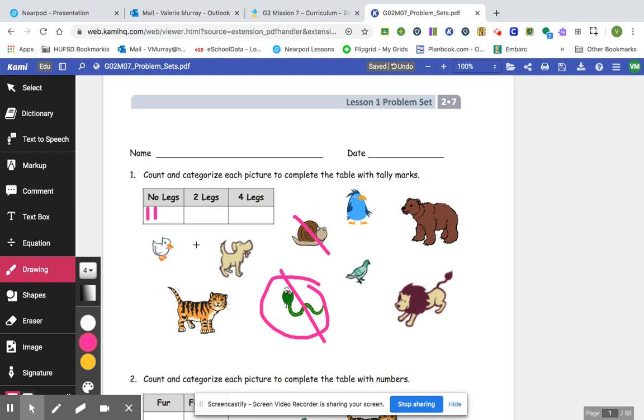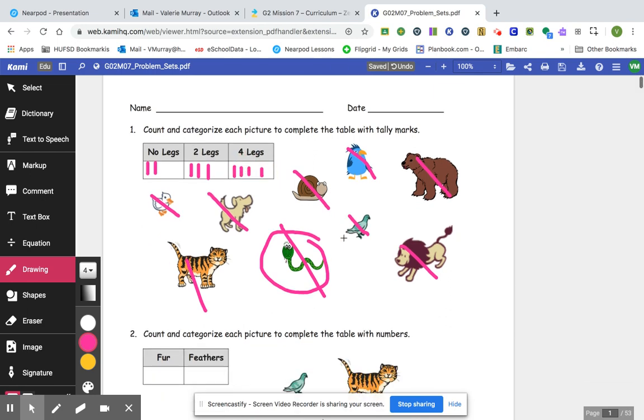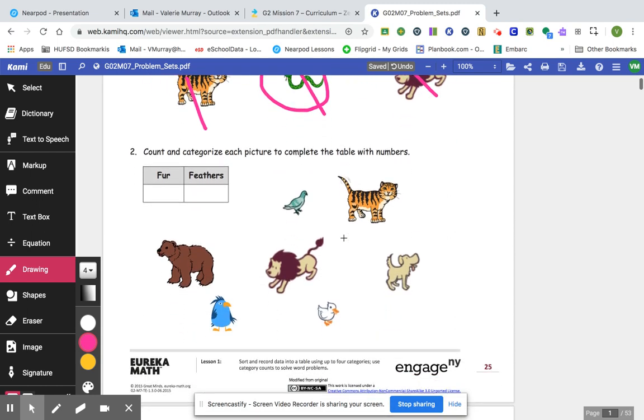So I'm going to mark 2. Great. Now, how many animals have 2 legs? I see 1, 2, 3 animals that have 2 legs. So I'm going to go 1, 2, 3 with my tally marks. Now, how many animals have 4 legs? I see 1, 2, 3, 4. So I'm going to draw 4 tally marks. 1, 2, 3, 4. Great job, boys and girls. So today, you are going to be drawing tally marks and categorizing different items.